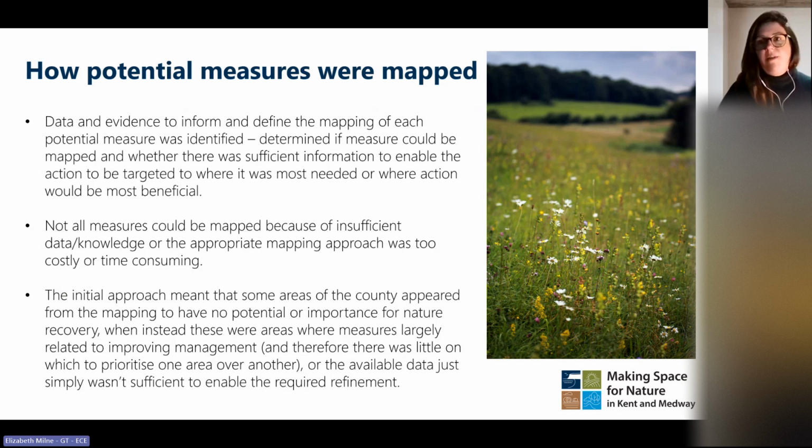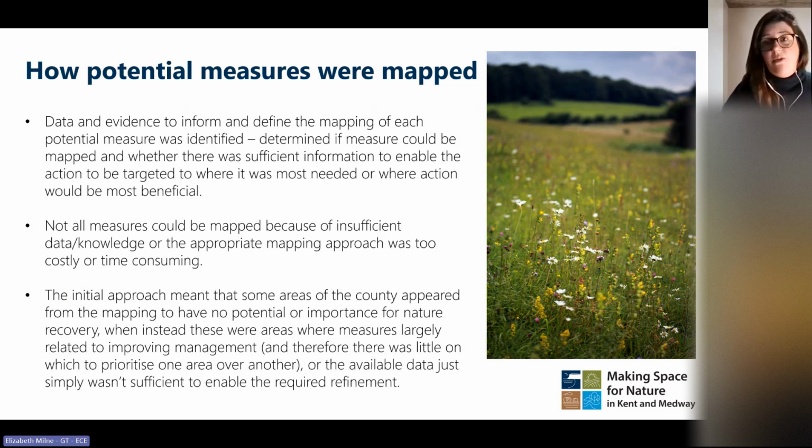But this initial approach of only mapping those measures that could be sufficiently refined to devise our opportunity areas, our areas that could become of importance for biodiversity, meant that some areas of the county appeared, when looking at those maps, to have no potential or importance for nature recovery. And this obviously was not the case, and instead just represented areas where measures largely related to improving management, the better aspects, the better principles of the strategy. And therefore, there was little on which to prioritise one area over another. Or it could just be that the available data wasn't good enough to drill down and enable the required refinement that we understood was required for those opportunity mapping.